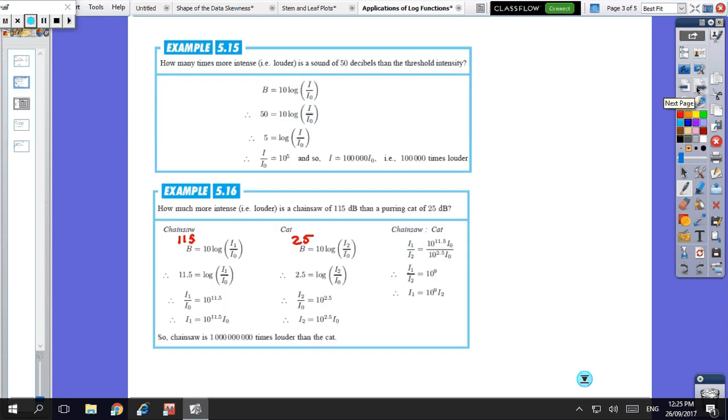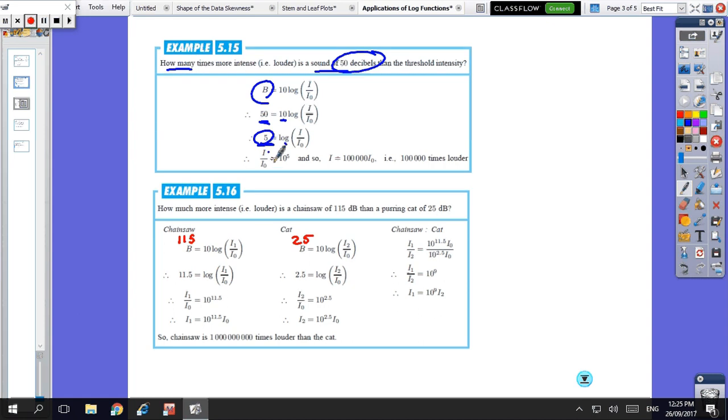So here you've got two more examples to do with the decibel formula. How many times more intense is a sound of 50 decibels? This time the decibels go out the front of the formula. Then we divide by 10 to get 5, and this is the answer as an indice. So we take 10 to the 5.